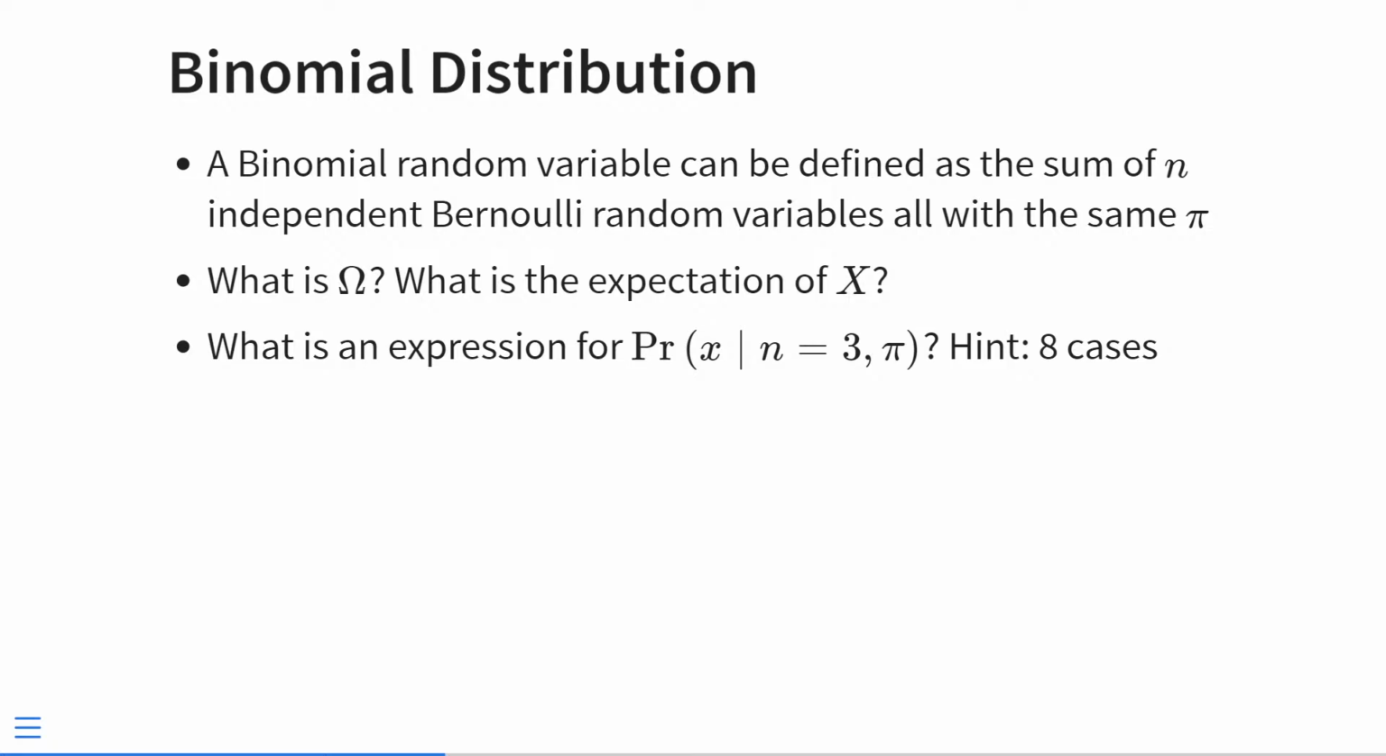success probability pi. And as a helpful hint, there are 8 cases that need to be considered when coming up with a mathematical expression for the probability of x if n is equal to 3, and consequently the sample space is 0, 1, 2, 3. So what would be the 8 cases that comprise such an expression for the probability mass function in the binomial case if n is 3?